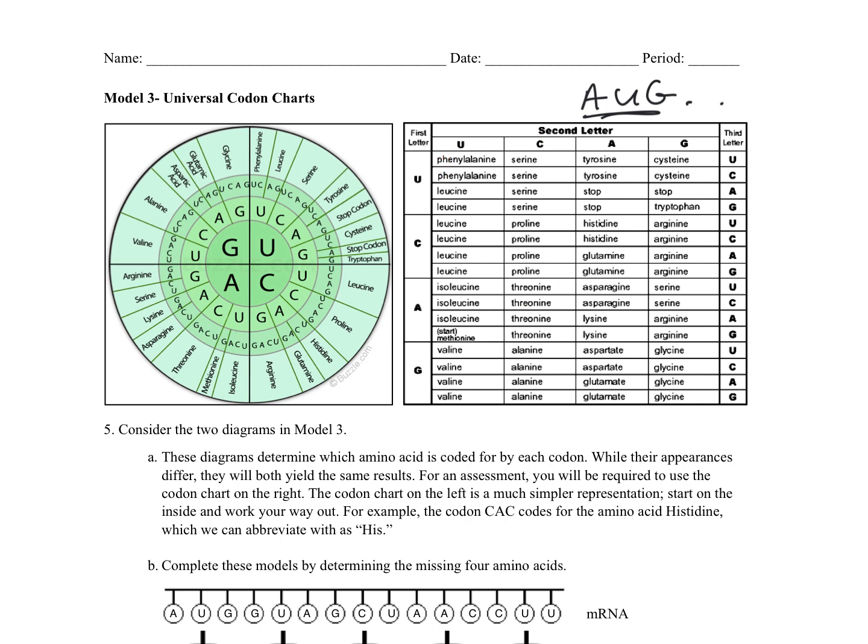In this chart, you do the same thing, except they label it first. This is the second letter, and this is your third letter. So A, U, and G would give you methionine, also known as start. So that's how you read both of those charts.